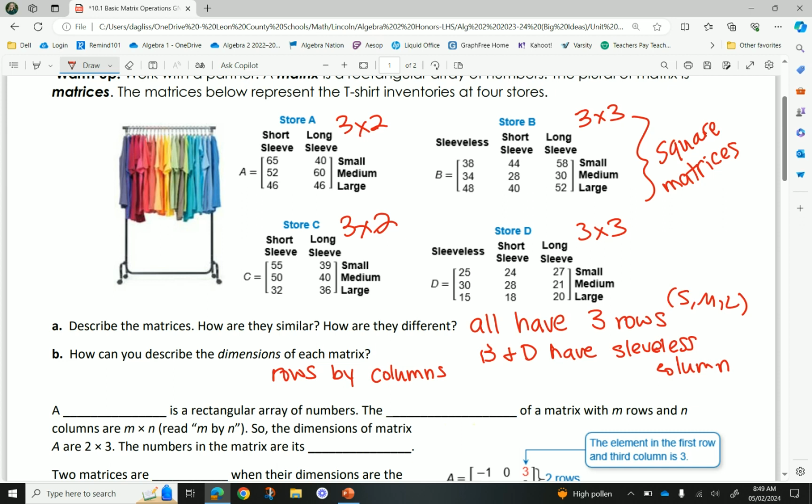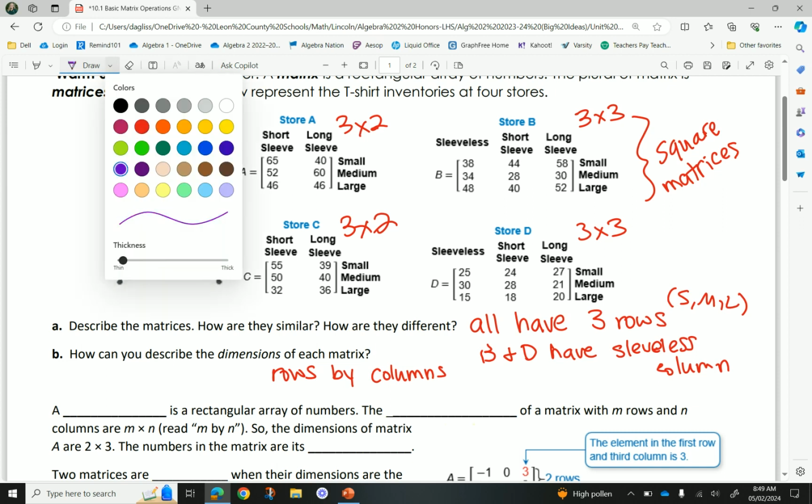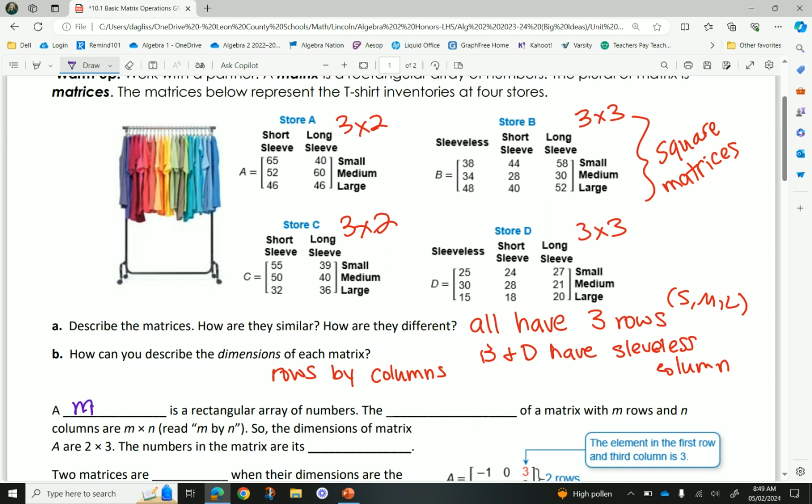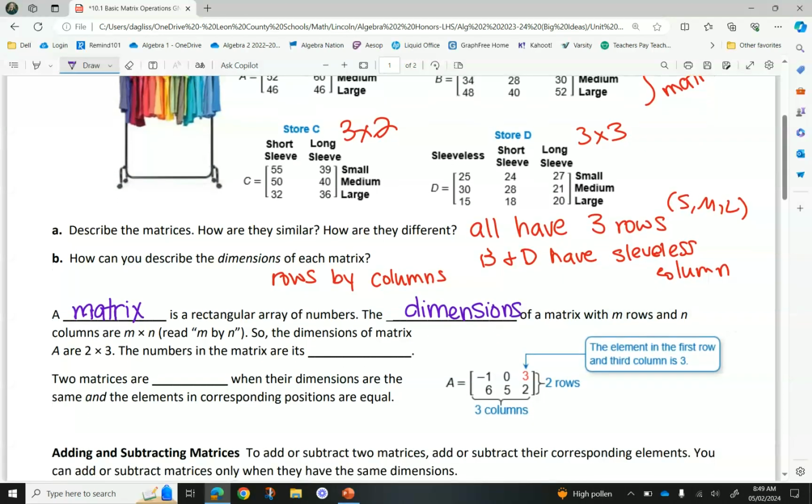Let's do some more vocab with them. Okay. So, summarize. A matrix is a rectangular array of numbers. Okay. The dimensions of the matrix with m rows and n columns are read m by n. So the dimensions of matrix A, and it's referring to this one right here, are 2 by 3. Okay?